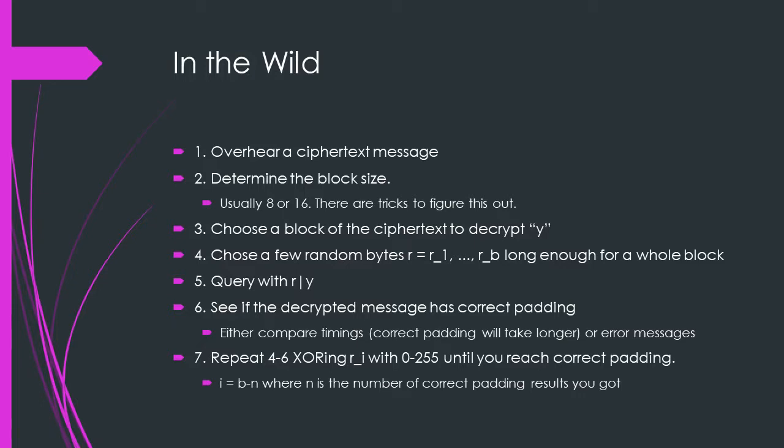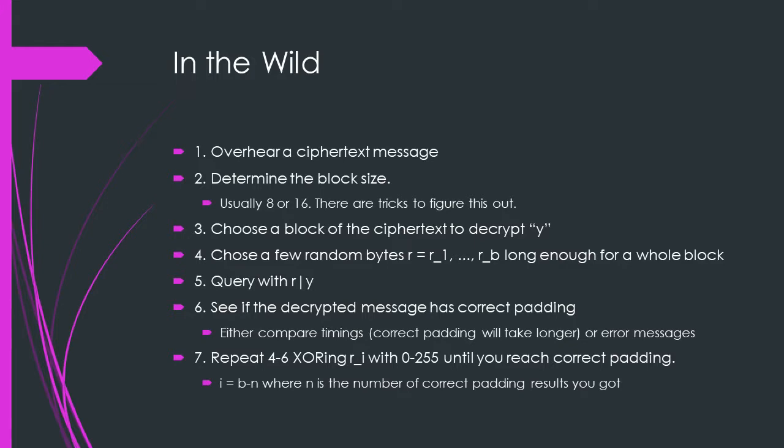We then keep on repeating 4 through 6, XORing with RI until we reach correct padding, where I is going to be equal to B minus N, where N is the number of correct padding results that we have gotten so far. So for instance, we send in R1 through R8, all random. Then we send it in again with R1 through R8, except R8 is now XORed with 1. And we continue running through all of these XORs with the 8th byte in our random message until we get a result that says, hey, the padding was correct. Then we write that down and jump over to R7, and we continue the process.